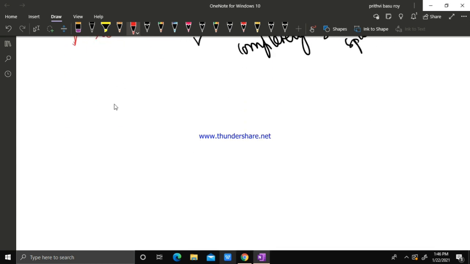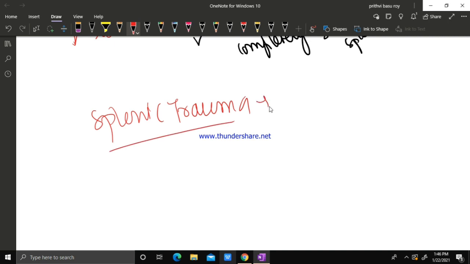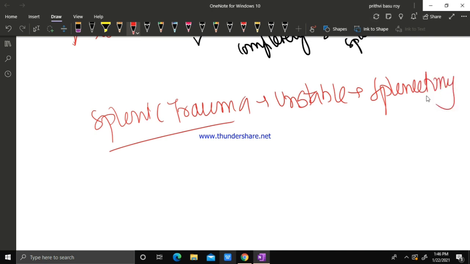So what do you do? Suppose you're anticipating a splenic trauma and the patient is unstable. What do you do? Splenectomy. No looking here, there, no CECT, nothing. Go for splenectomy. If the patient is stable, take the patient up for CECT.